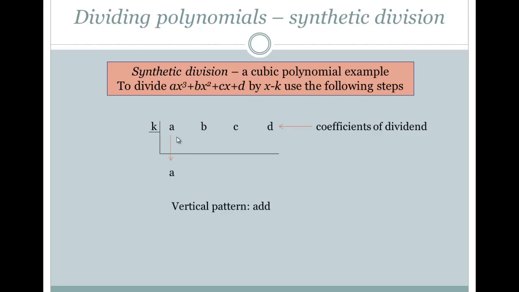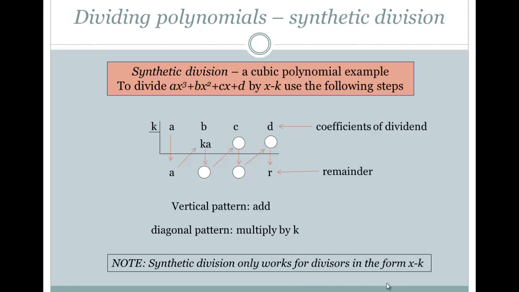Basically what you want to do is you bring the first term down, okay, and the vertical pattern is addition. The diagonal pattern is multiplication. So I'm going to take this value, multiply it by this, and I get ka. Then what I'll end up doing is I'm going to add down, then multiply across, and I'm going to just keep this process going until I get to the end. And this right here is called my remainder. Okay? And note that synthetic division works only when your divisors are in this form right there. Okay? So let's look at doing a couple examples.